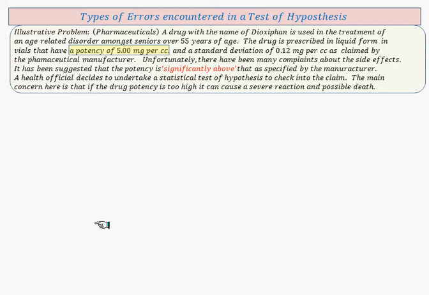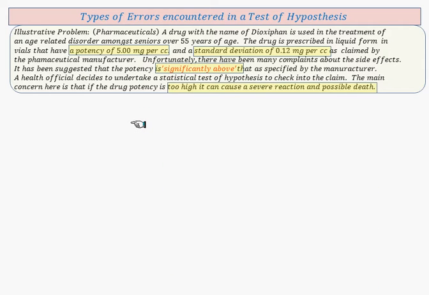We choose an illustrative problem involving a drug with the name dioxazepam. It's used in the treatment of an age-related disorder among seniors over 55 years of age. It's prescribed in liquid form, potency of 5.00 milligrams per cc, and standard deviation 0.12. And we want to carry out a test to see if the potency is significantly above 5.00.